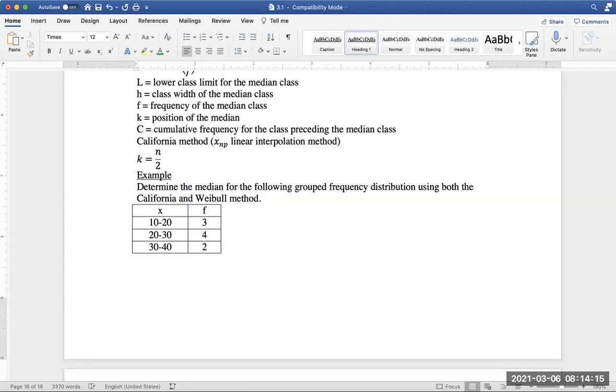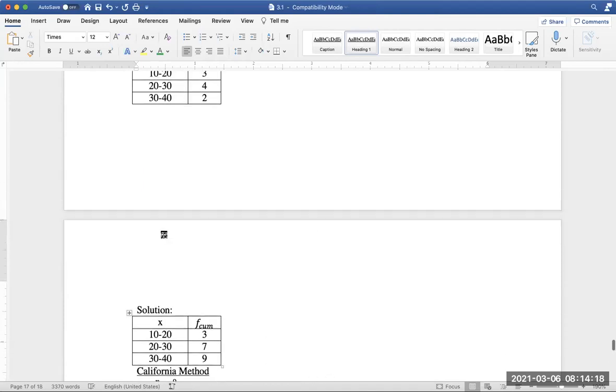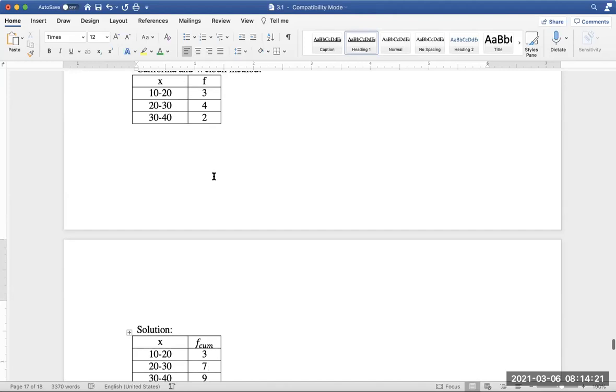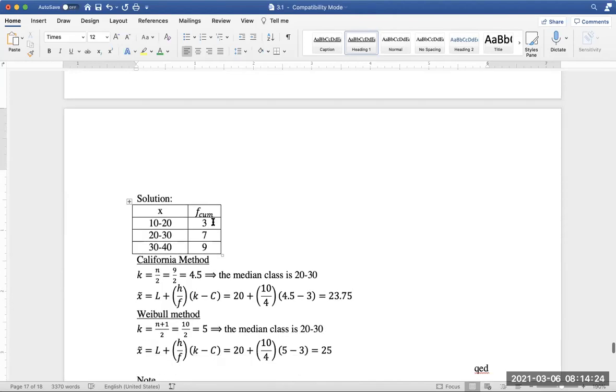And so I have, well, 3 + 4 = 7 + 2 = 9. Good. So let's use the California method. So the California method says that K is equal to N divided by 2. Well, I have 9 here, N is 9. 9 divided by 2 is 4.5. Let's find the median class. Well, the first time my cumulative frequency is greater than or equal to K, 4.5, is when it's equal to 7. Therefore, the median class is the class 20 to 30.